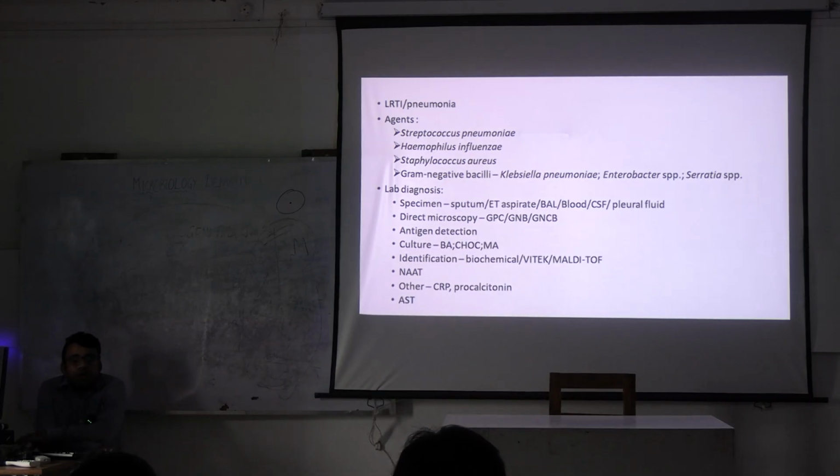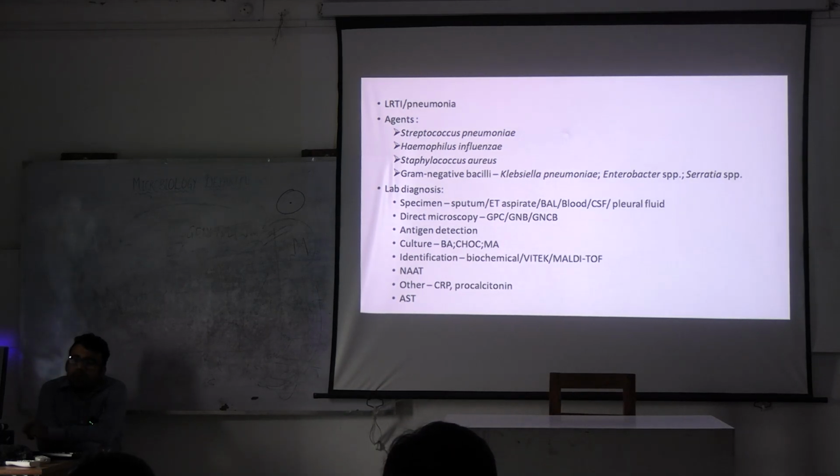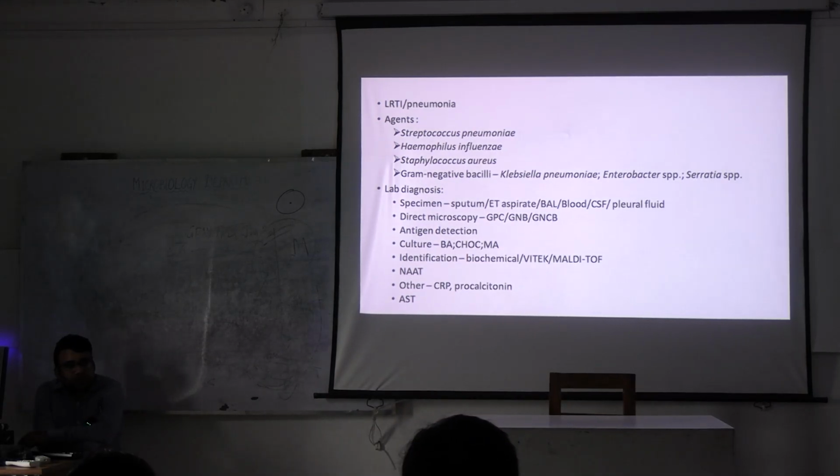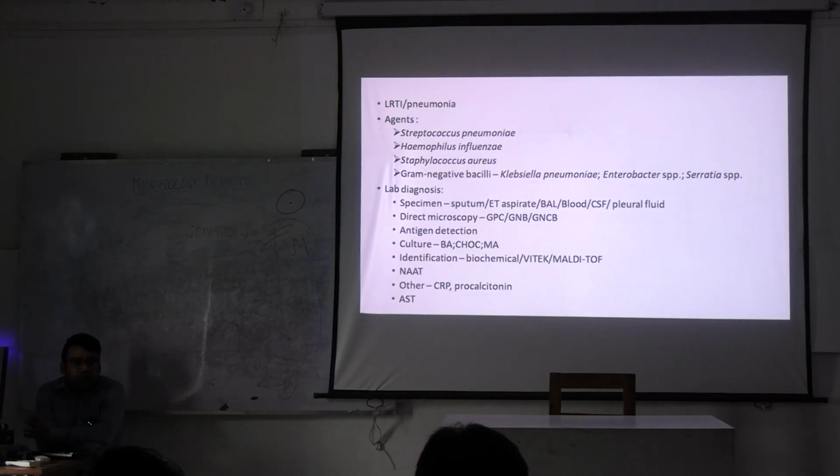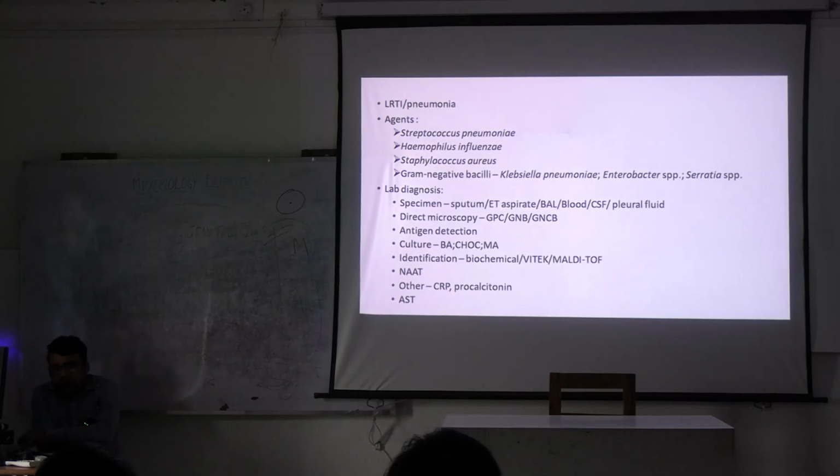We can go for culture of the sputum sample. The ideal culture media would be both blood agar and chocolate agar. Why chocolate agar? Because there are some inhibitory substances in the blood which are not present in chocolate agar. Hence, fastidious organisms can grow on chocolate agar which do not generally grow on blood agar. Next, we can go for identification of the organism depending on whether it's a gram positive or gram negative or a cocci and bacilli with the help of the biochemicals.